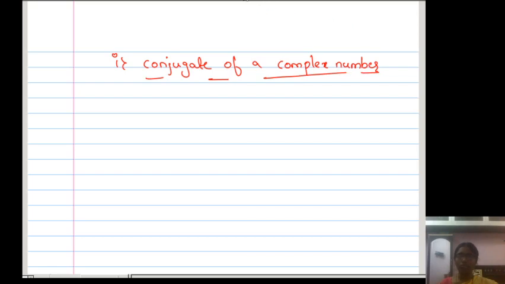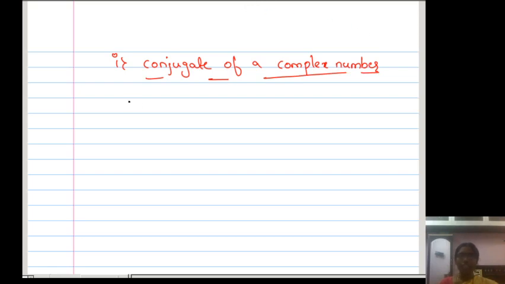Dear students, today we are going to discuss three topics. What are they? First topic is conjugate of a complex number. What is the meaning of conjugate? If any complex number is given, how to find the conjugate of that complex number? We can discuss now.